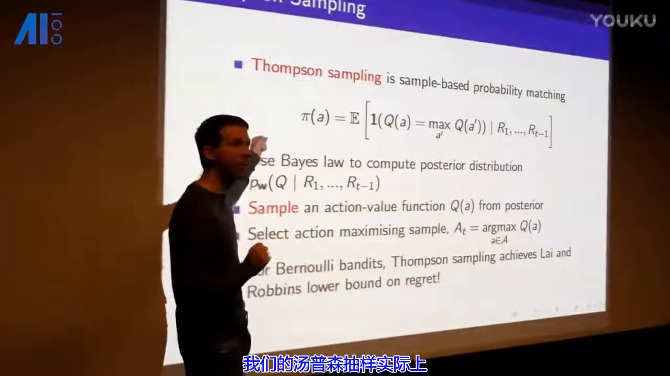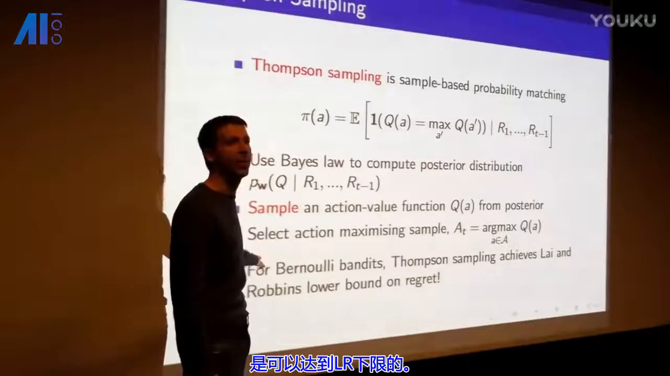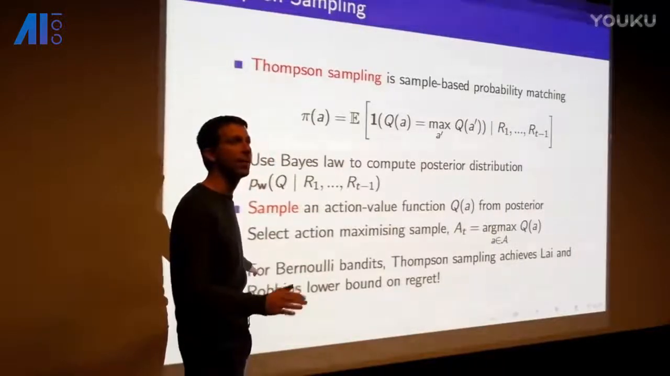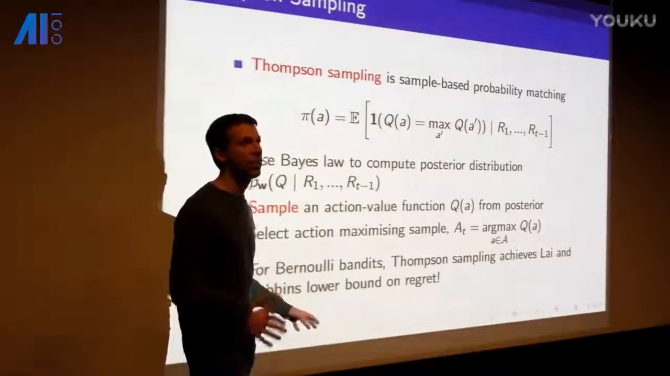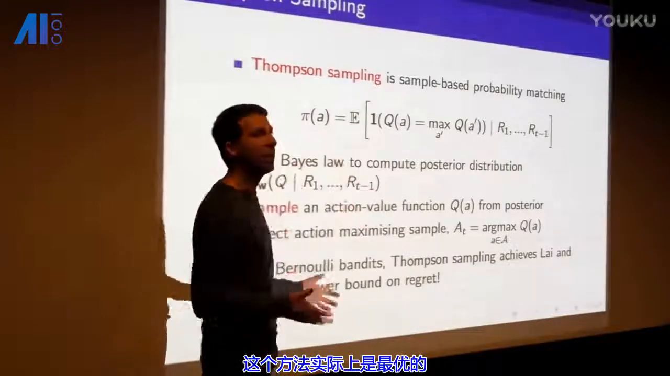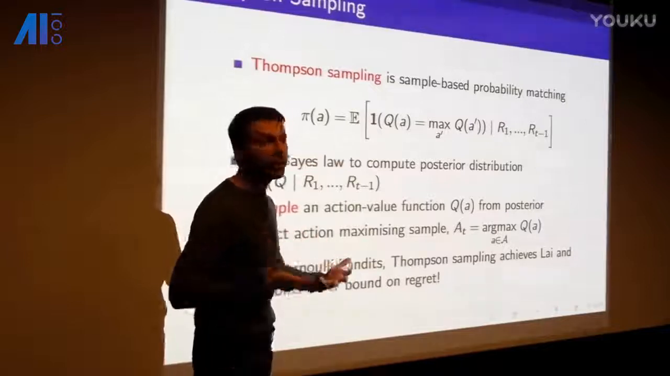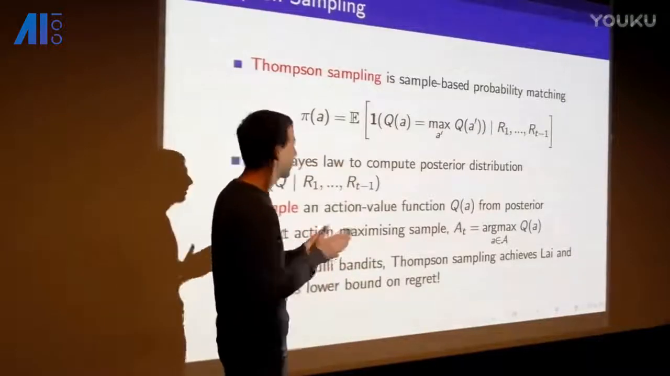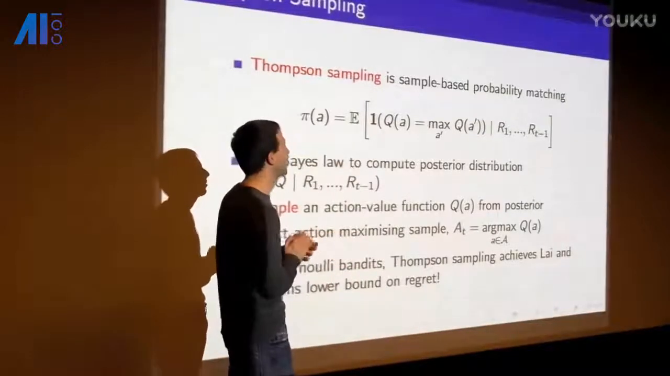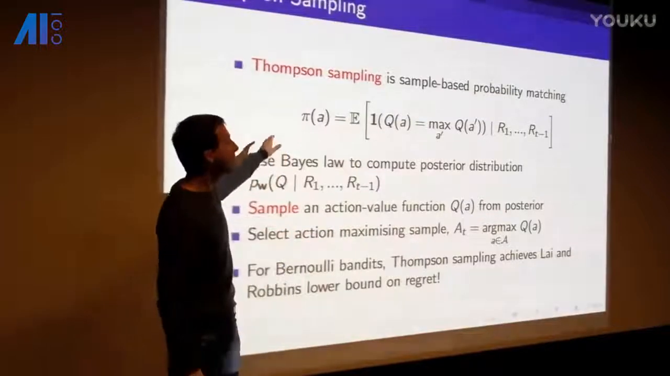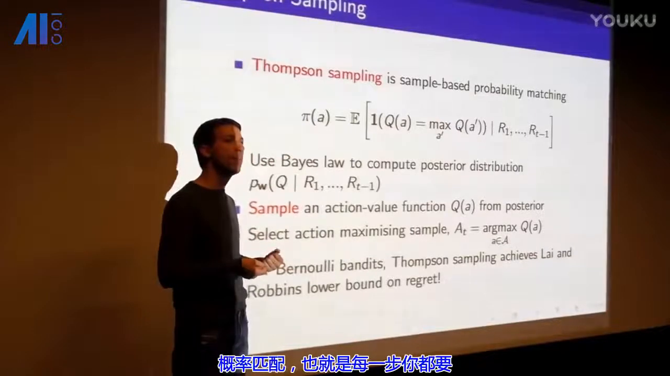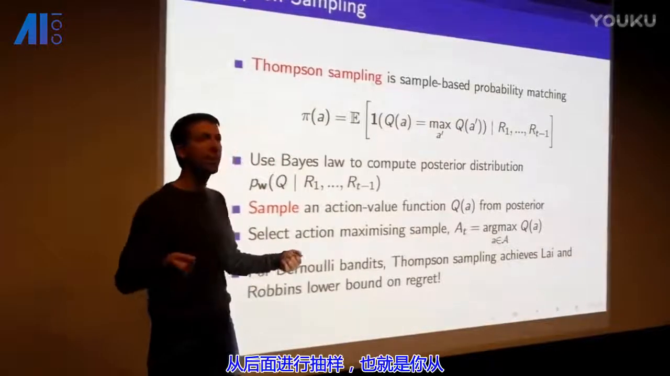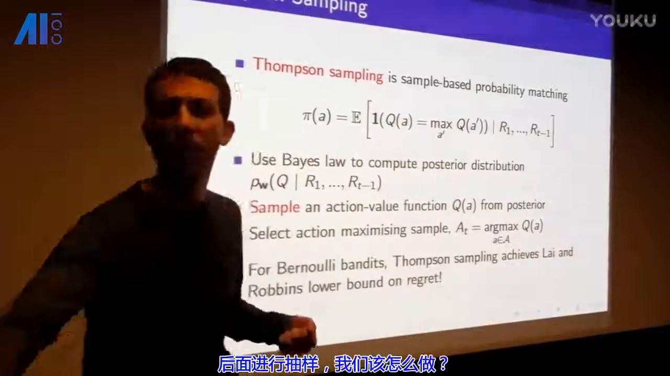So this is the first algorithm we've seen that actually achieves that lower bound that we've seen for a particular class of algorithms, at least for Bernoulli bandit, which is a special case. So this idea actually works optimally well in terms of the expected potential regret that you incur. So the idea is just to do probability matching in a sample-based way. So every step, you just sample your posterior. So you pick a sample from your posterior.